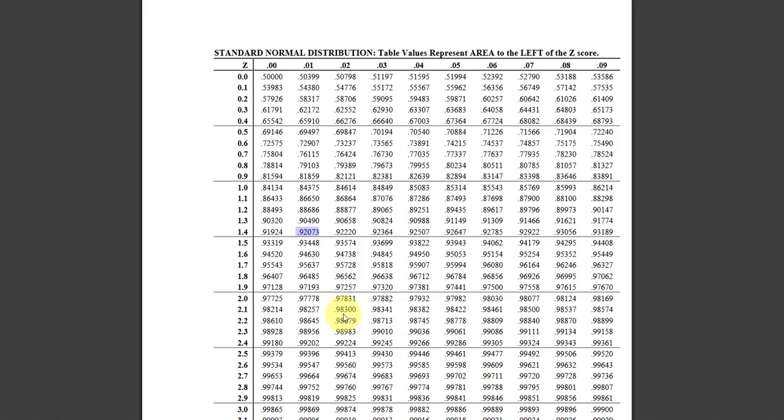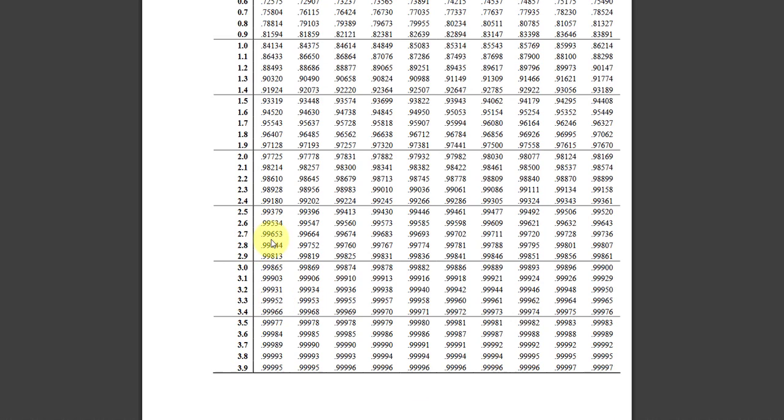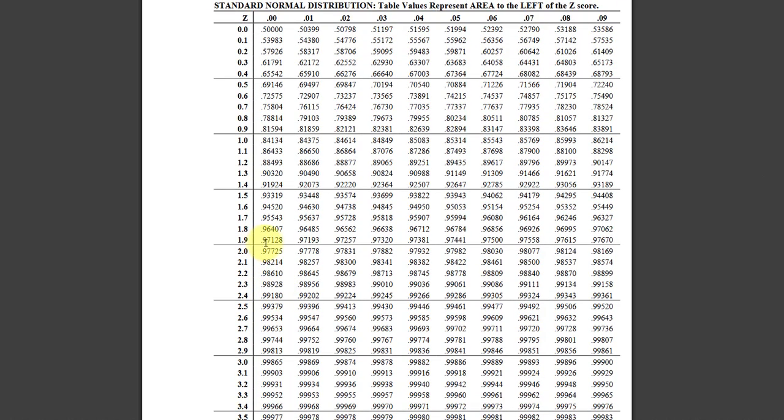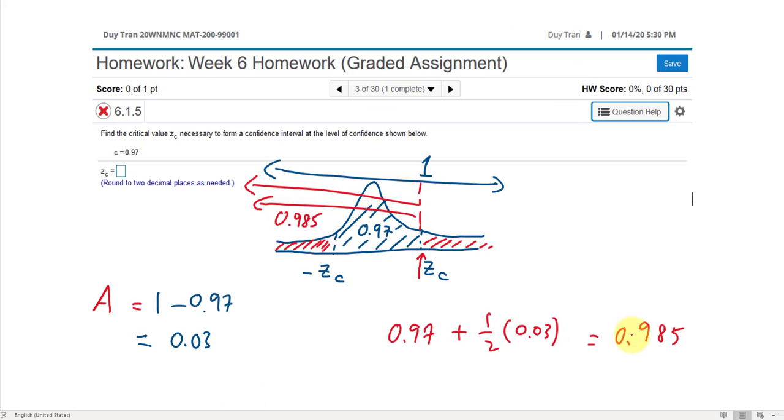Okay, so 0.985, where is that? 0.97, 0.986, 0.985 is here. This is 0.9850, but you want 0.985 only. So this is the closest value that is matching to the value that we are looking for, the area to the left of z, that's ZC.